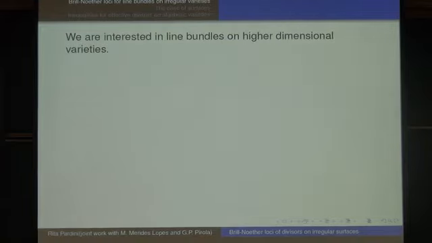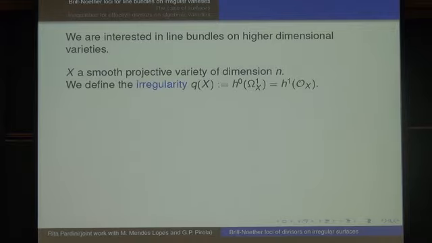And so our purpose was to try to develop a theory for line bundles on varieties of dimension greater than 1. So I'll start with a smooth projective variety of dimension n. I recall the definition of the irregularity. All of you know it's the number of independent one forms on the variety.